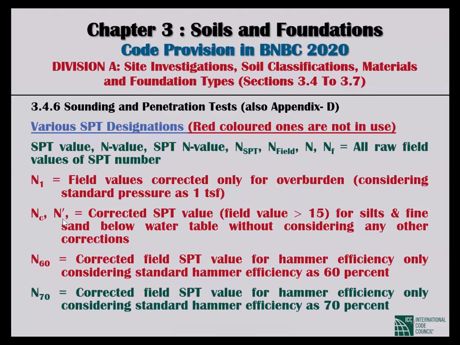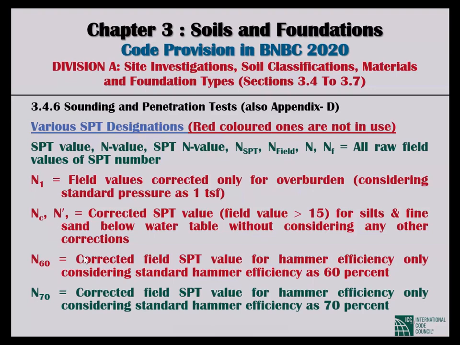NC or N prime. Some people, particularly at the earlier stage, suggested that whenever we are doing SPT on silt and fine sand under the water table, and the SPT value is greater than 15, then you have to go for a correction, which is the water table correction. We don't use this correction now. So this is designated as NC and N prime. The formula is N prime equals 15 plus (N minus 15) divided by 2. Could you get my point?